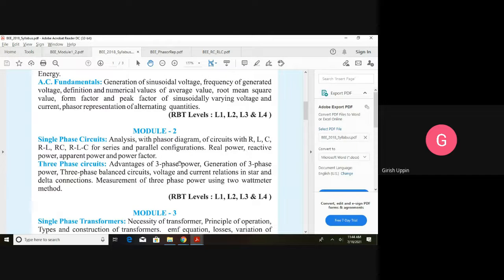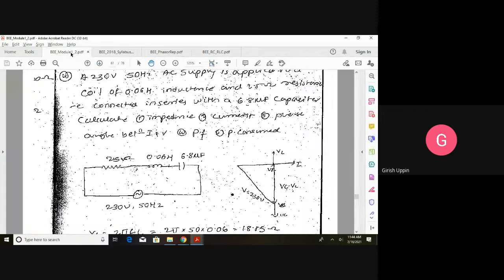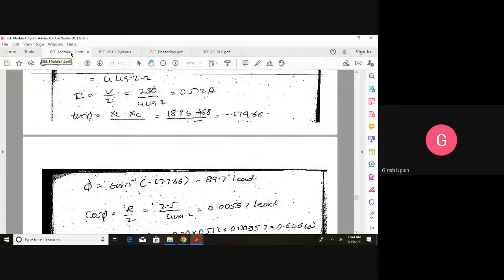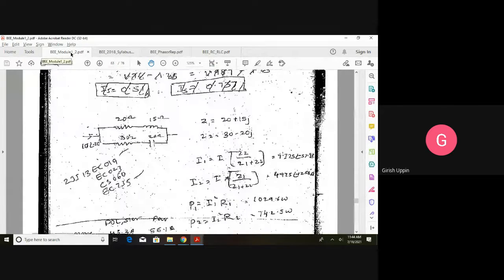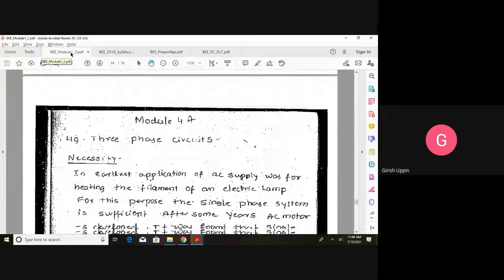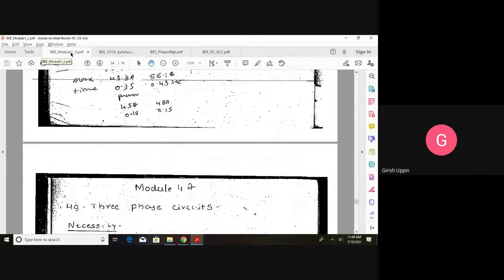With that, we have to find real power, reactive power, and apparent power. We will see what those real power, apparent power, and reactive power are. So that is a power triangle. I have more problems in the notes. You can refer to that for the power.